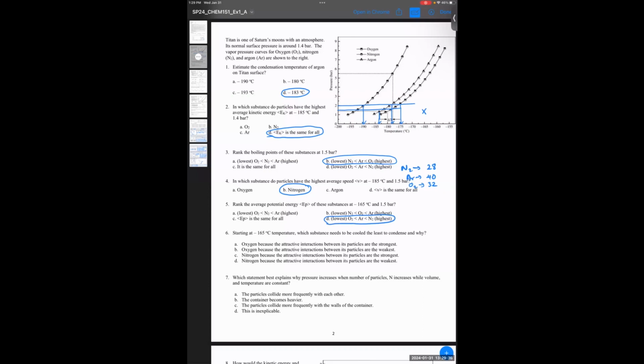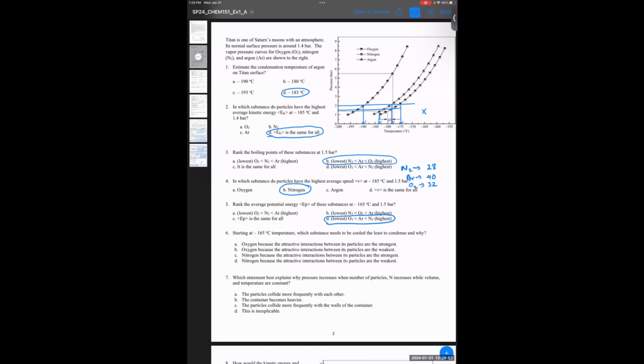Now if the question said something about considering ideal gas behavior when they're acting as gases, then they should all have the same potential energy. But in this case, we need to go with the strength of attractive interactions because they are interacting.